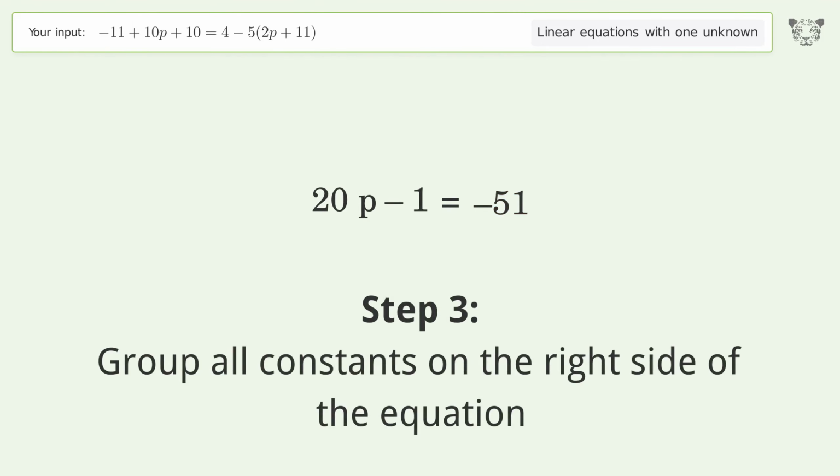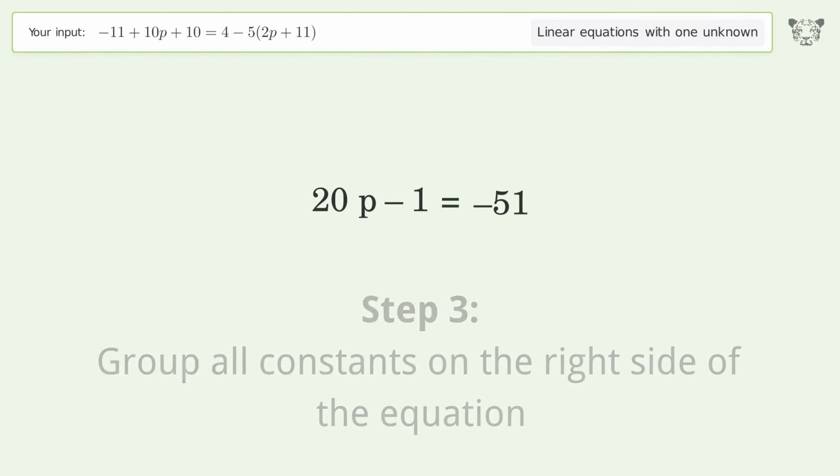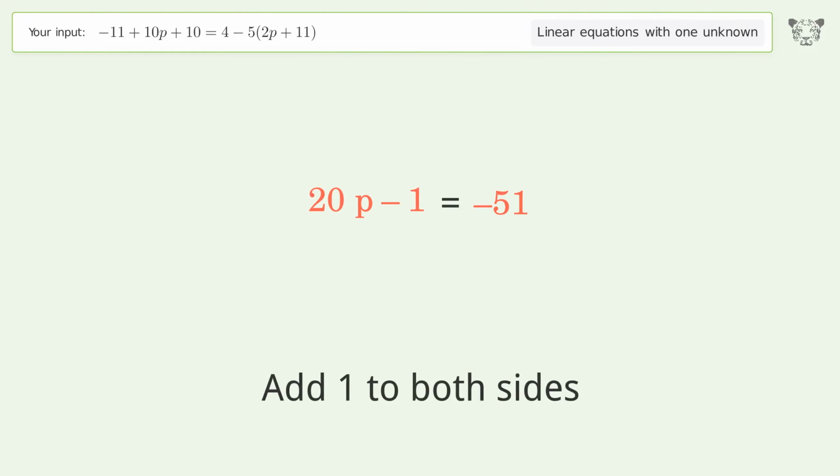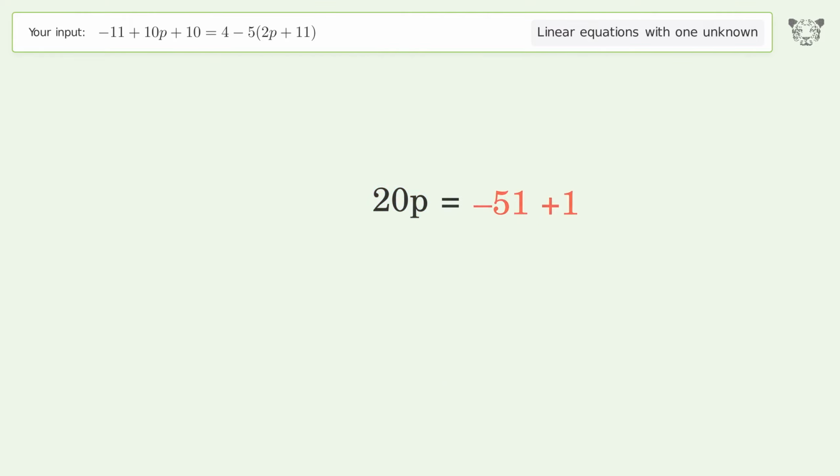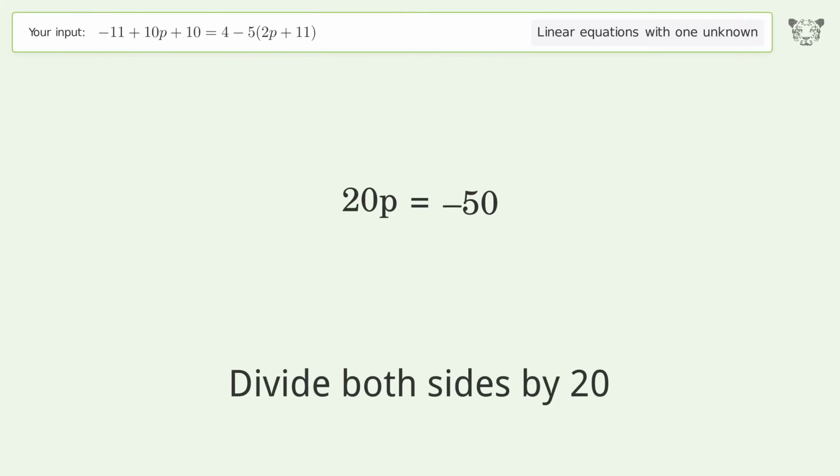Group all constants on the right side of the equation. Add 1 to both sides. Simplify the arithmetic. Isolate the p. Divide both sides by 20.